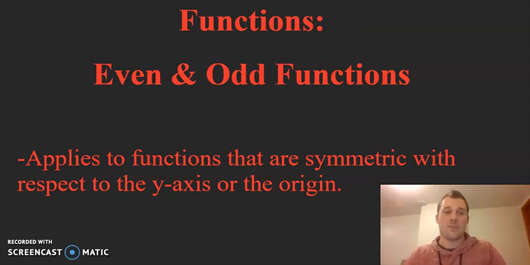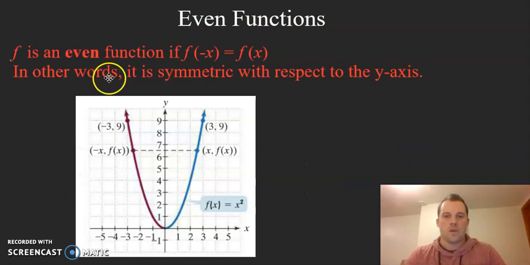In this video, we're going to talk about even and odd functions. So not necessarily even and odd degree polynomials, but even and odd functions as far as when the graph is going to be symmetric with respect to the y-axis or the origin. So our even function is represented by f of negative x equals f of x. So regardless of whether x is positive or negative, you get the same output.